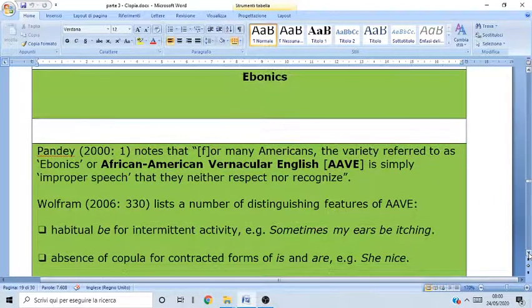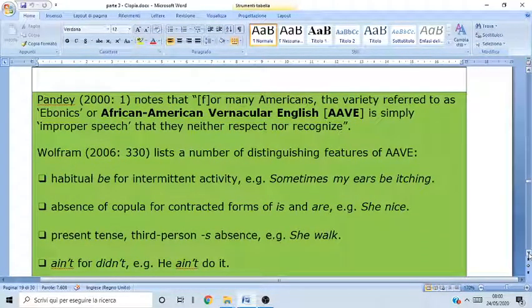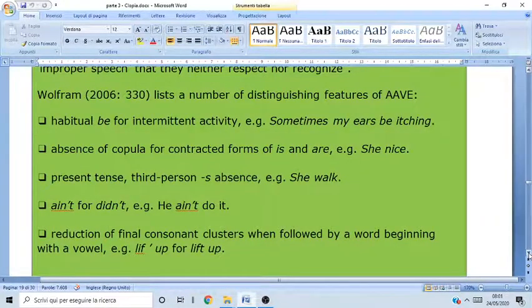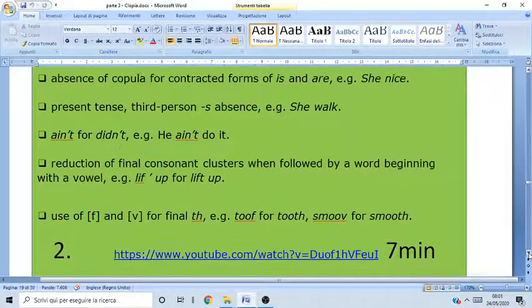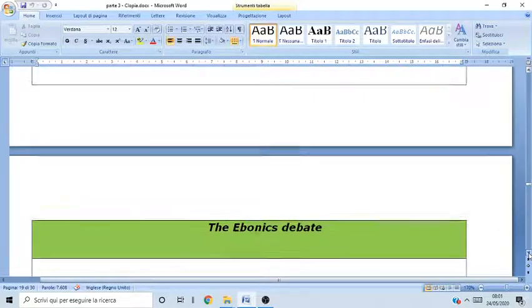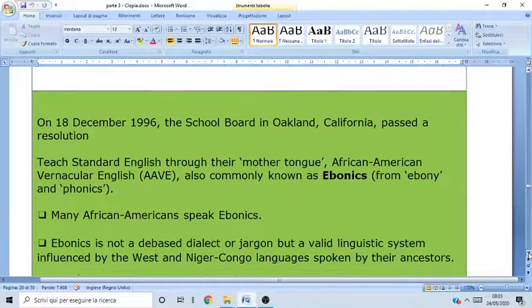And then we moved on to Ebonics, to African American Vernacular English, and we saw that, again, this variety of English is defined as improper English, not recognized by many people. And we looked at all the features: the ain't, the reduction of the final vowel, the sound "th" and "the" that are usually replaced by f or v. And I told you that I wanted to ask my African American student. She's learning Italian, and we were wondering about this Ebonics debate, the African American debate.